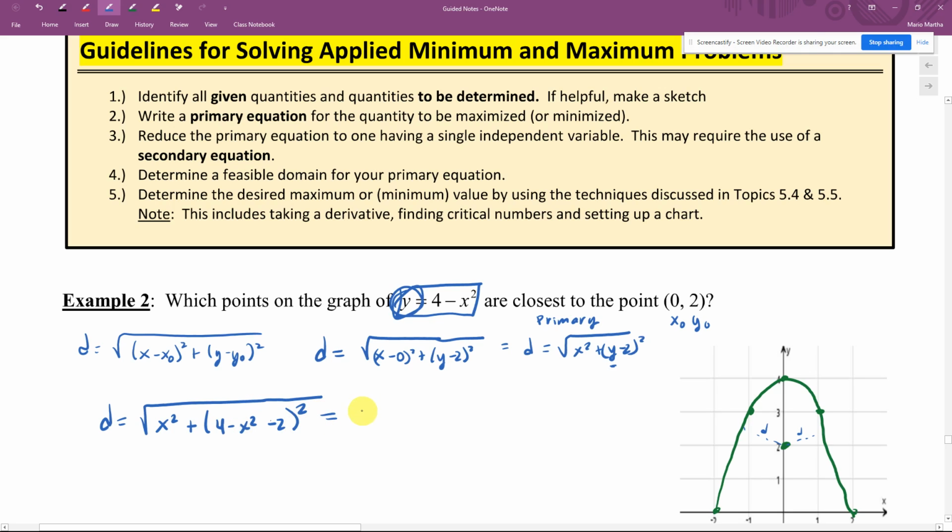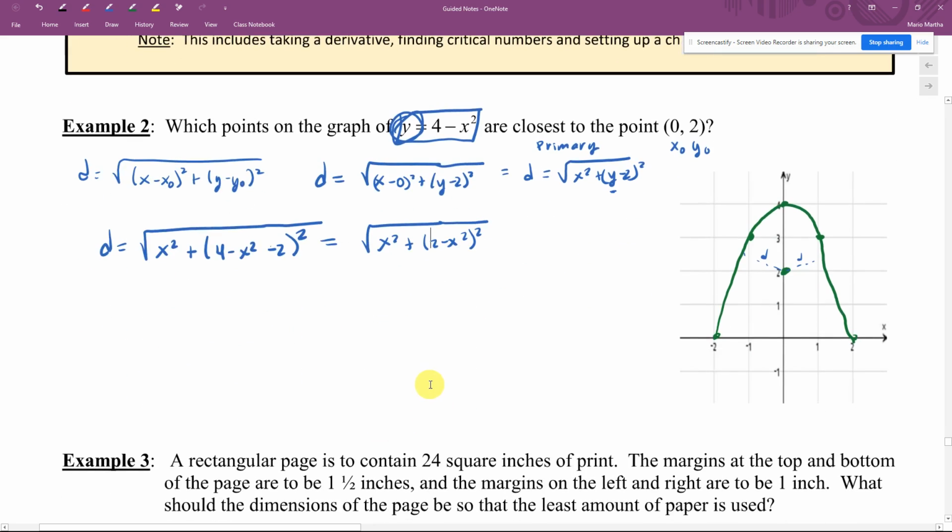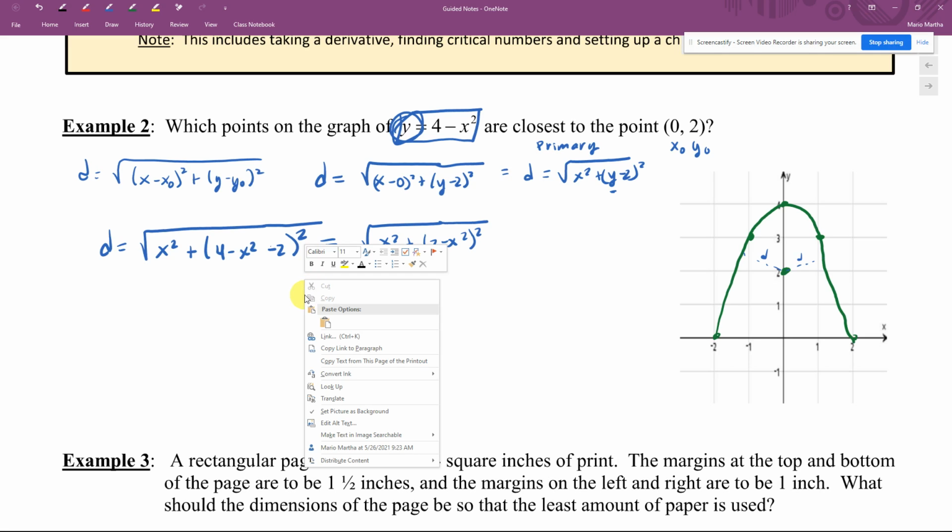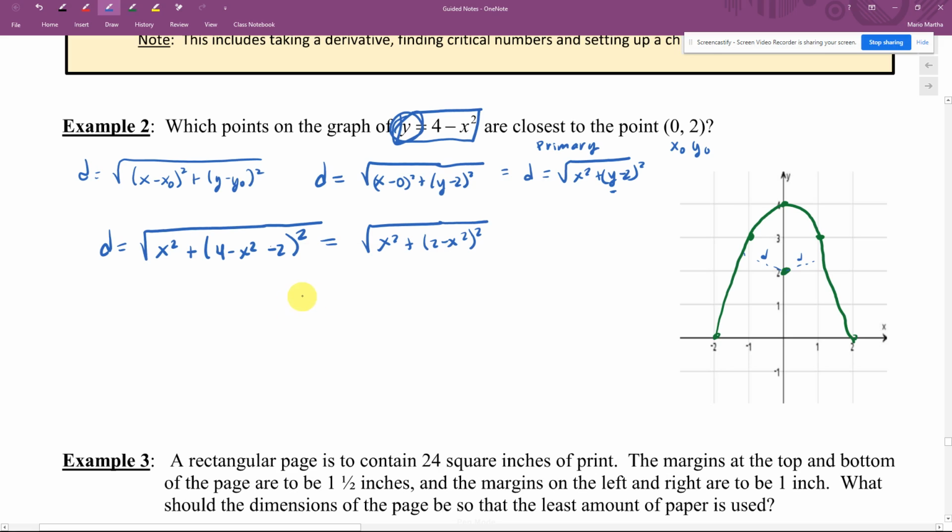And again, keep simplifying that. We're going to end up with the square root of x squared plus 2 minus x squared quantity squared. All right, so that's our equation. Now to find the derivative, just to make it a little bit simpler for us, we're going to get rid of the square roots. We're going to square both sides and then take the derivative implicitly. So in this case, we're looking at d squared, right? So if I square both sides, d squared equals x squared plus 2 minus x squared quantity squared.